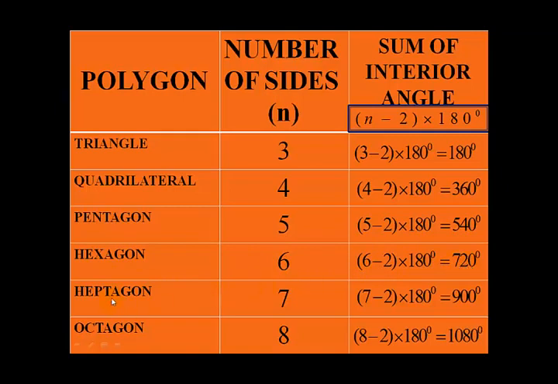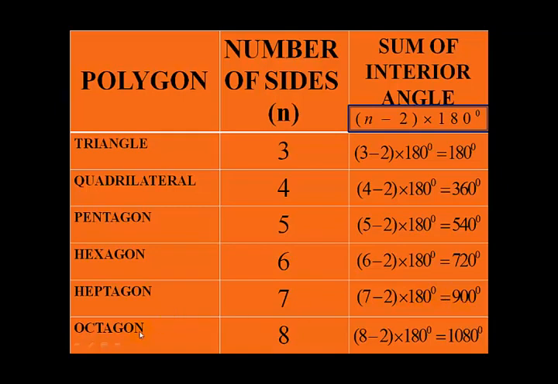A heptagon has 7 sides. And so with the sum, we have 7 minus 2 times 180 degrees. And 7 minus 2 equals 5, and 5 times 180 degrees equals 900 degrees.